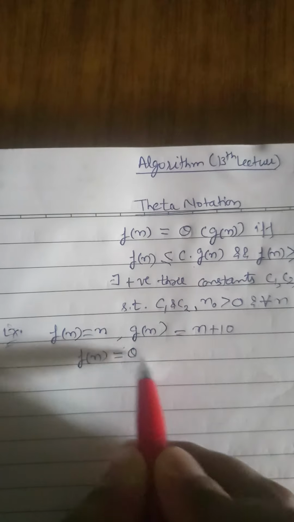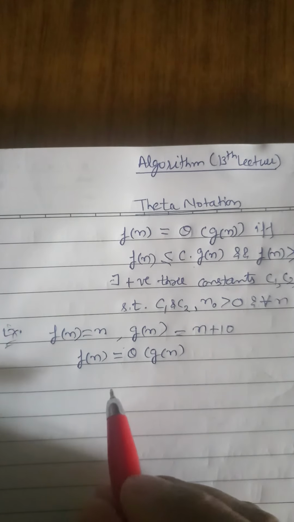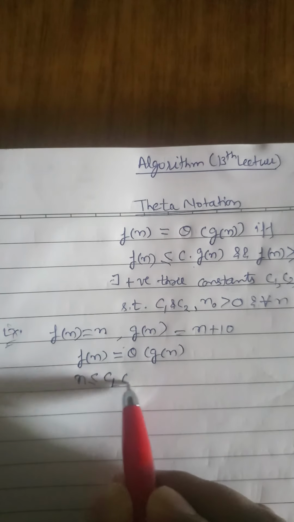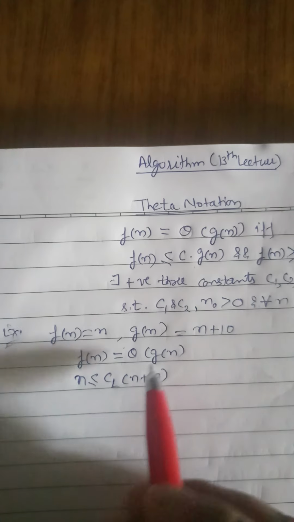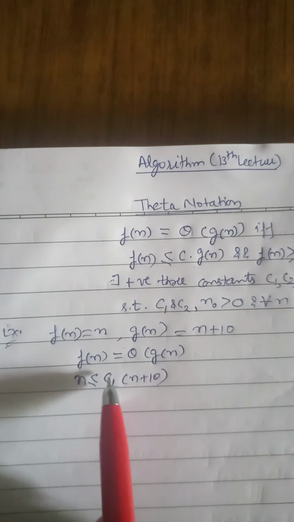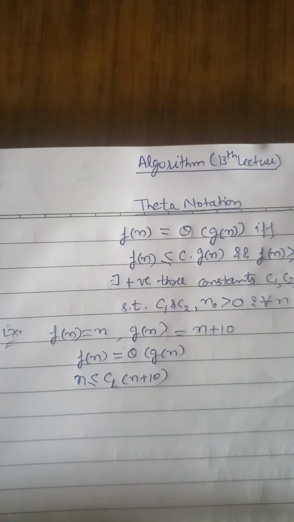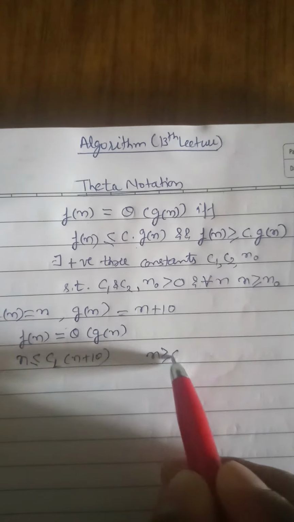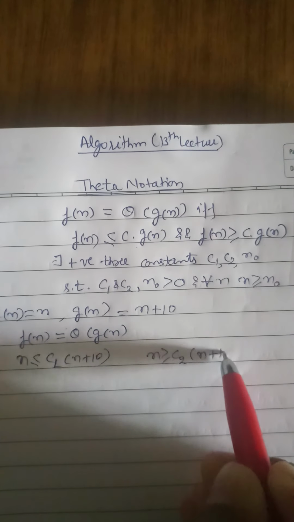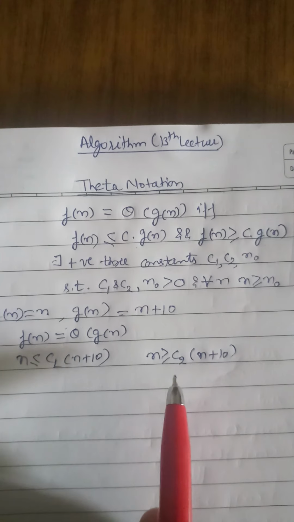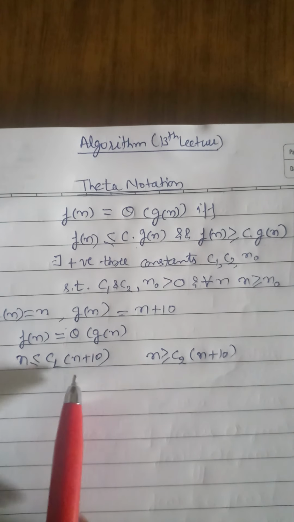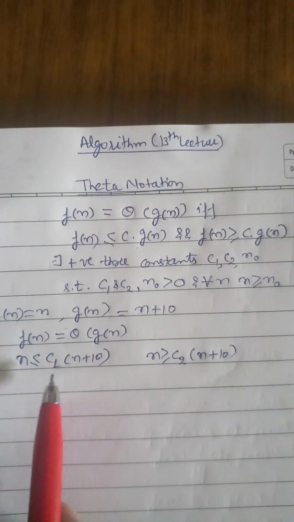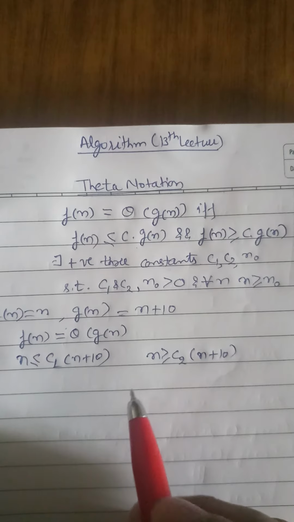f(n) is equal to theta g(n). Then what will be the condition? n is less than c1(n plus 10) for the first condition, because we have two constants c1 and c2. And what next? n is greater than or equal to c2(n plus 10). Now we have to choose c1, c2 and n0 in such a way that they satisfy both conditions.